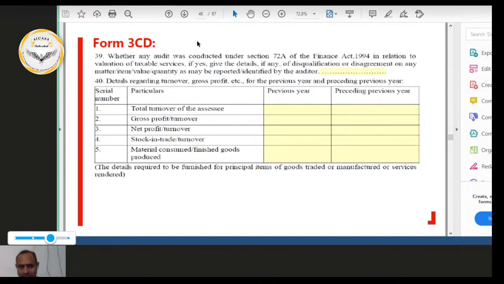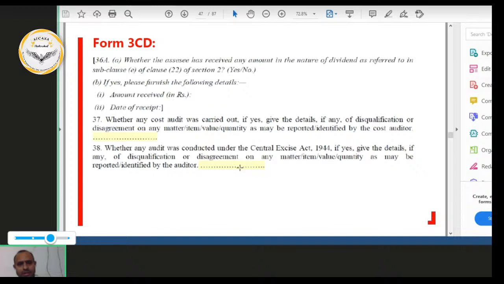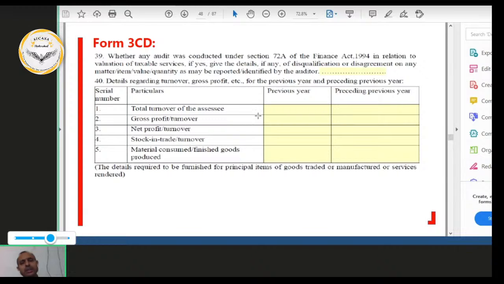Then 72 here like that. So here clause 38 talks about CA audit. Clause 39 talks about service tax audit. Then clause 40, turnover you have to give. Okay, so the ratios you have to give. Be careful when you are giving the ratios.